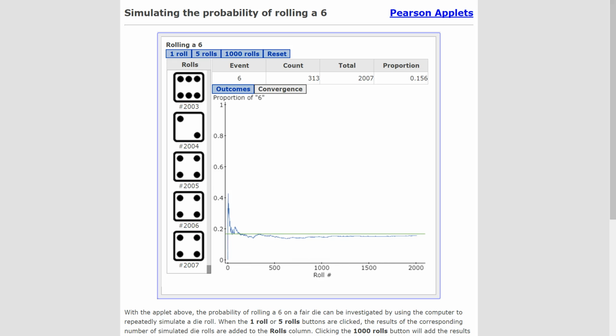Notice that this empirical probability is really close to the theoretical probability. And then the idea is if I were to perform this experiment repeatedly and repeatedly, this probability should get closer and closer to that green line. All right, that's the law of large numbers.